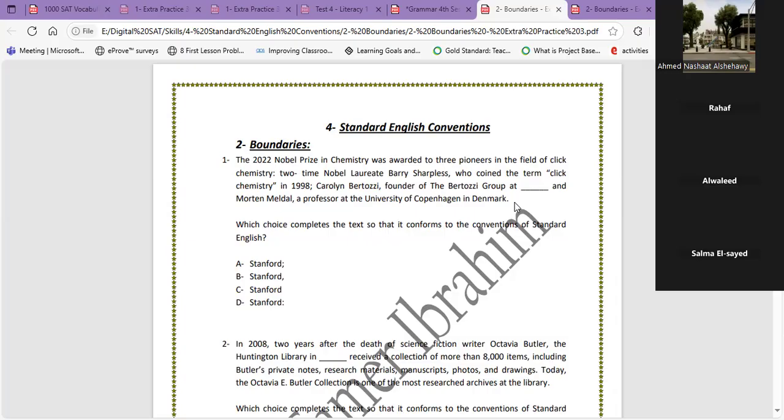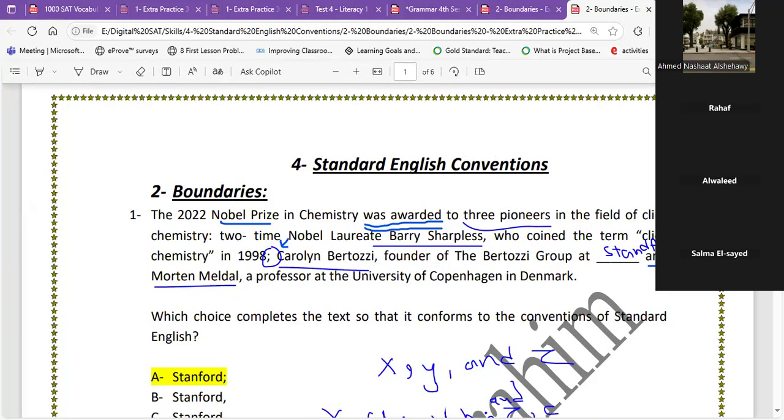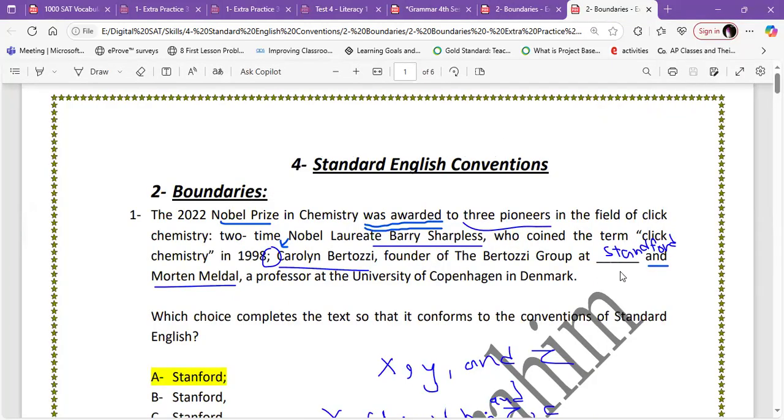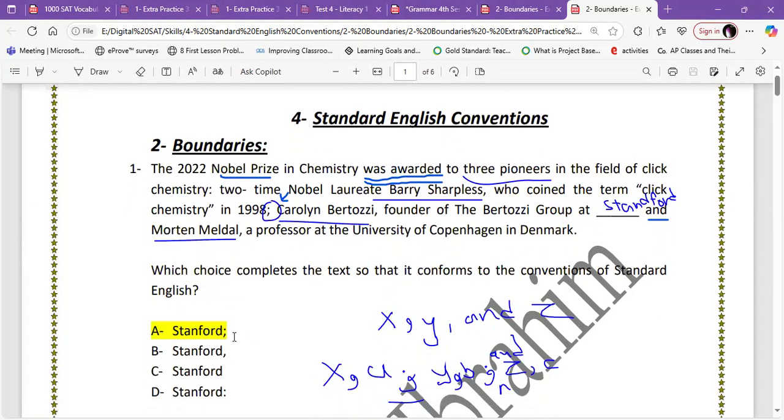Okay, let's find the answers. Unfortunately, five of you got this wrong, despite it being easy. Let's have a look. I want to analyze the sentence to find out. As you can find, Stanford appears with a semicolon, Stanford with a comma, Stanford with nothing, Stanford with a colon. So let's take the sentence. As you can find, the sentence starts from here.